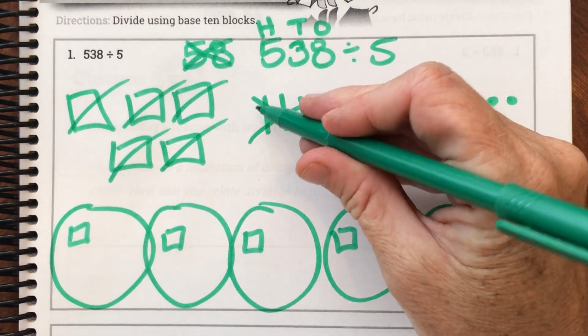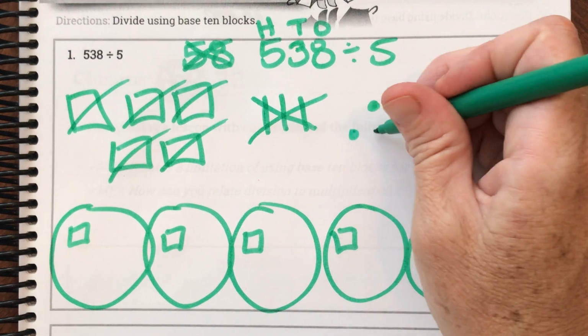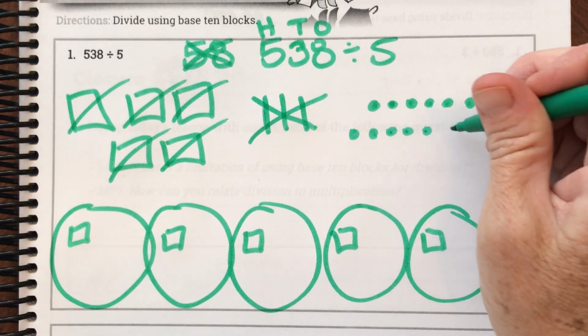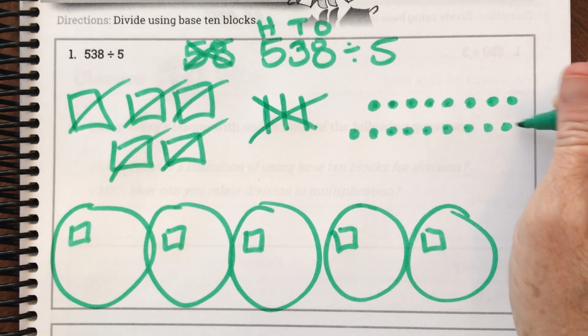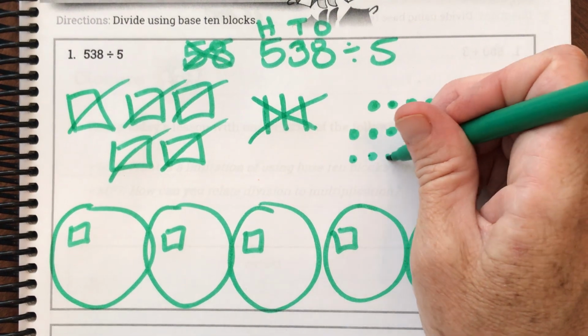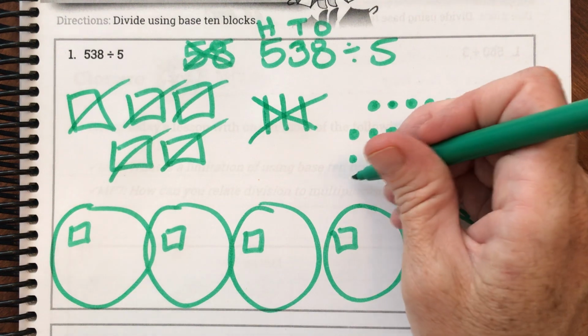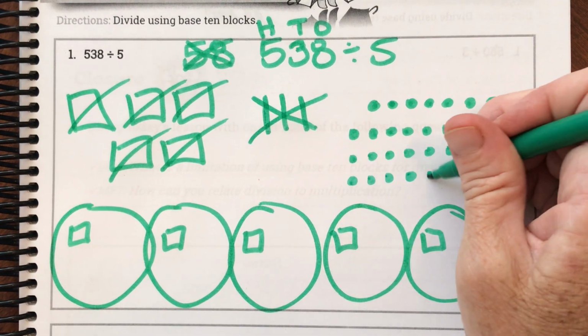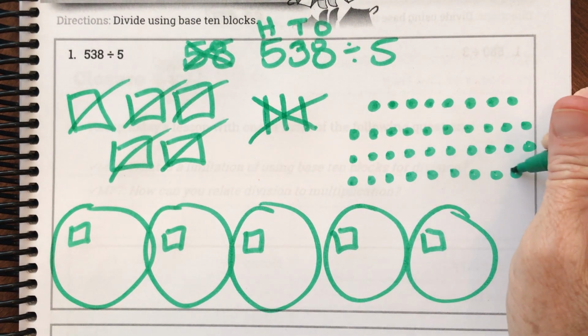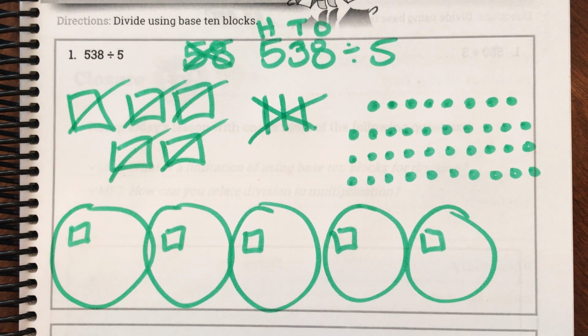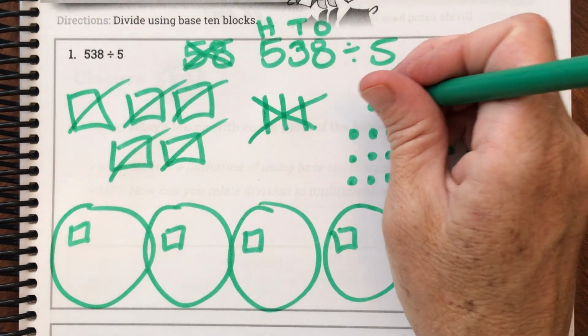Each 10 is worth 10 ones. So 1, 2, 3, 4, 5, 6, 7, 8, 9, 10, and again for the second ten, and again for the third. All right, so let's start passing those out. I have 5 groups, so I'm going to need 5 at a time.